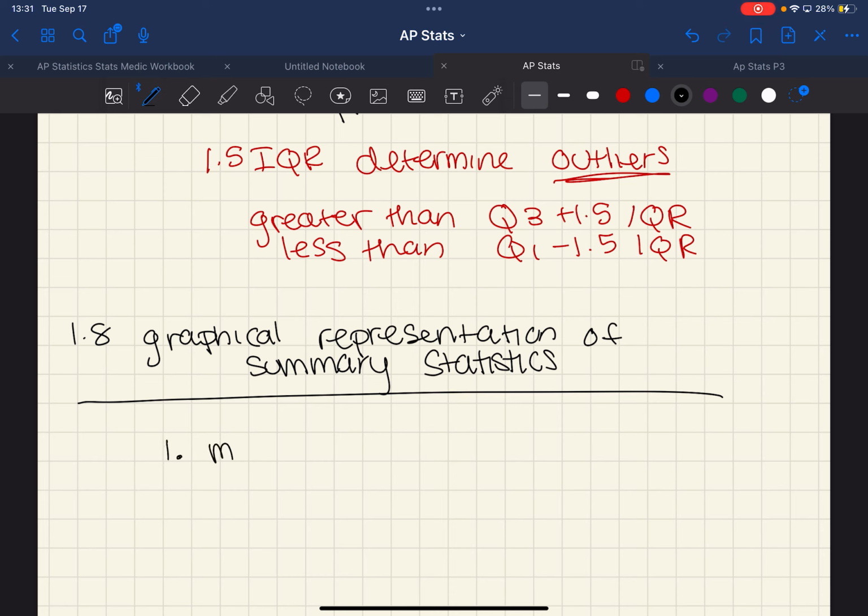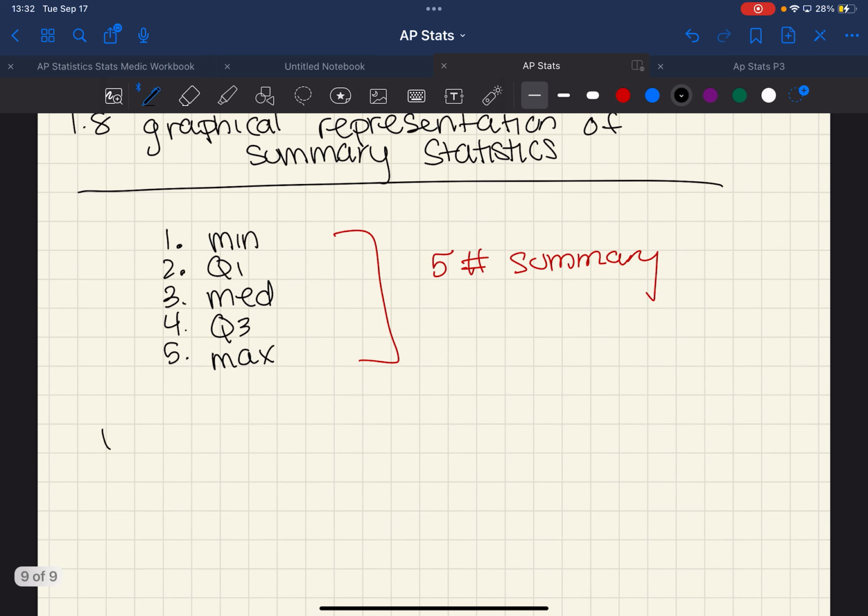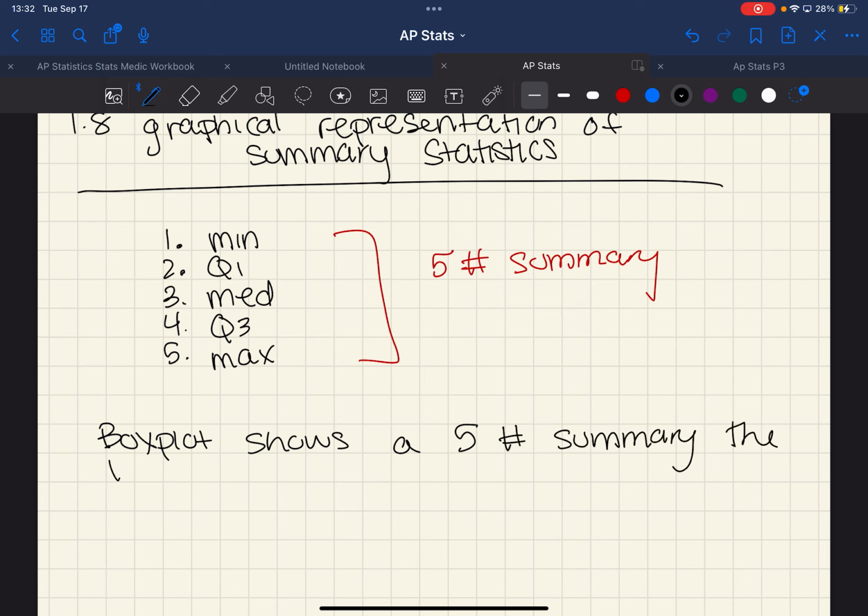Okay, so it's the minimum, Q1, the median, Q3, and the maximum. This is a 5-number summary. A box plot shows a 5-number summary the best.